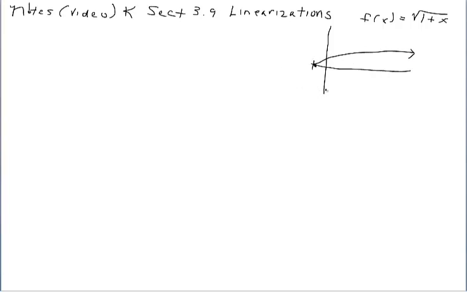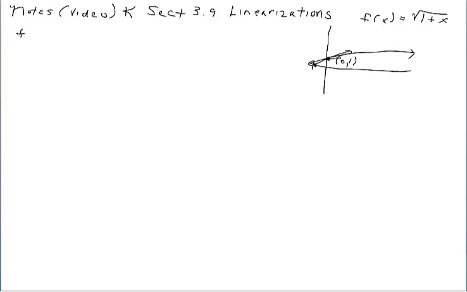If we're interested in the tangent line to this function at x equals 0, we're interested in this point right here, this point of tangency. This would be x equals 0, and if we plugged in 0 to the function, we would get the square root of 1, which is just 1. So let's look at our behavior near (0, 1). What we want to do is write an equation of a tangent line to the graph at this point right here.